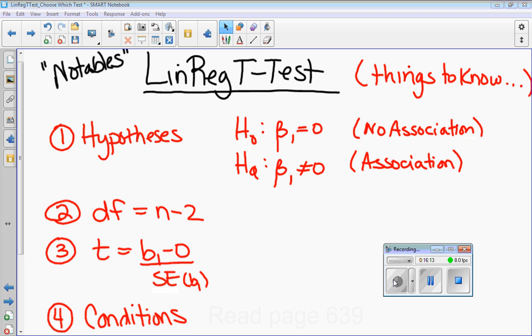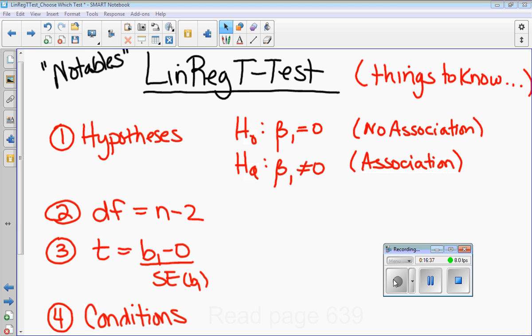All right, so the last test that we're going to do is called the LinRegTTest, and it's basically being able to decide whether or not two variables have an association, but their kinds of variables are different. If two variables that have an association are categorical, it's going to be a chi-squared test, correct? Categorical data is all chi-squared.